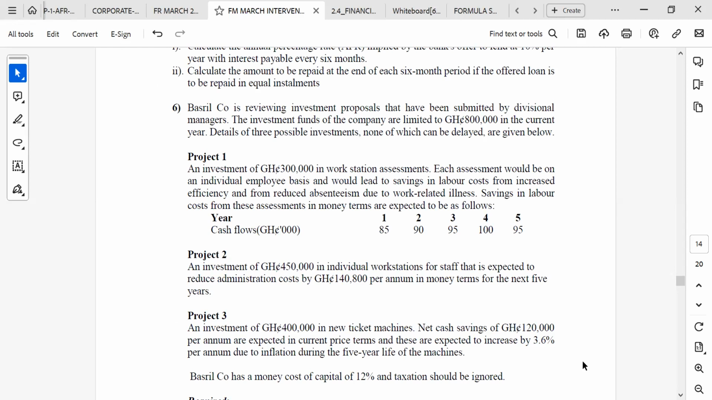Okay, an investment of 45,000 in individual workstations for staff that is expected to reduce administrative costs by 140,800 per annum in money terms for the next 5 years. So the cash flow over here is what? What is the cash inflow? What is the cash benefit that the company will be enjoying as a result of this decision?